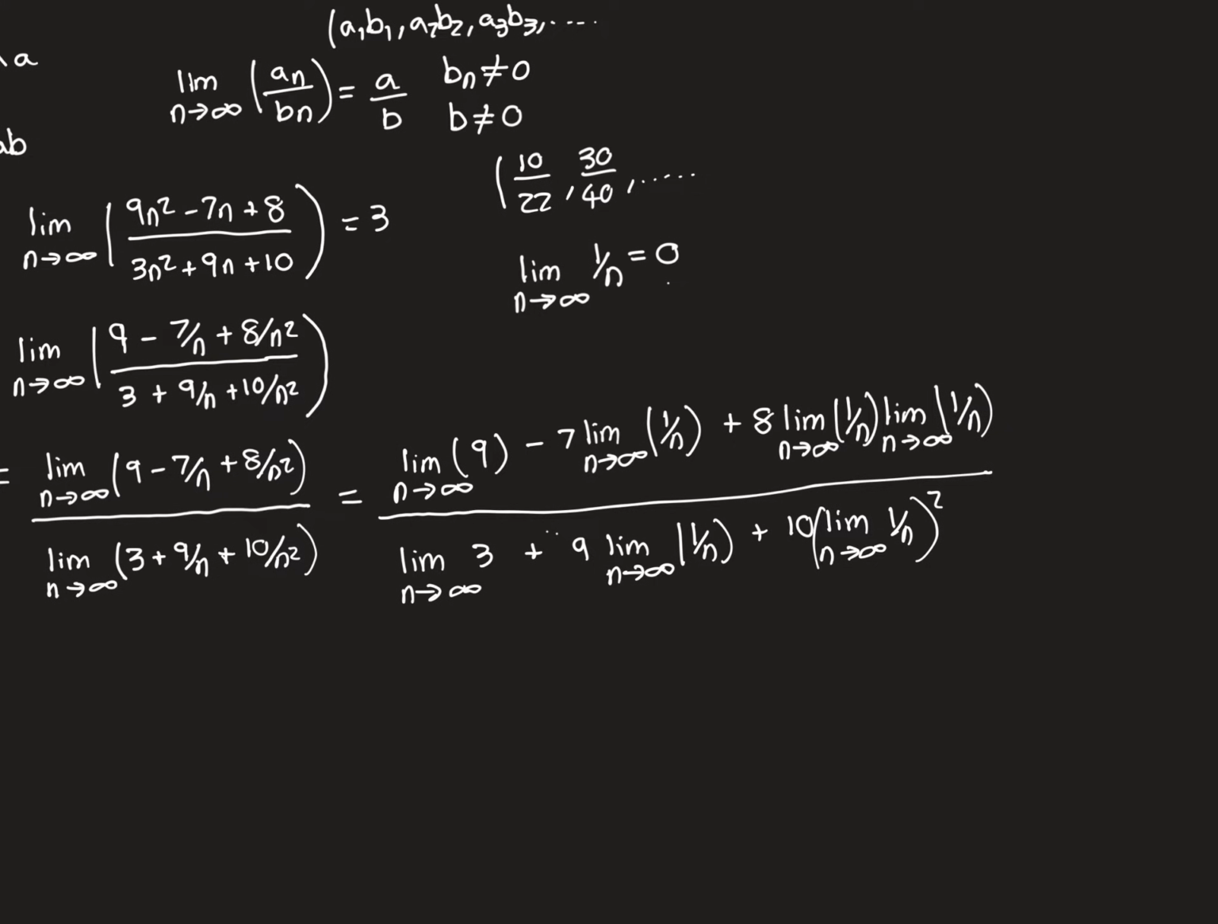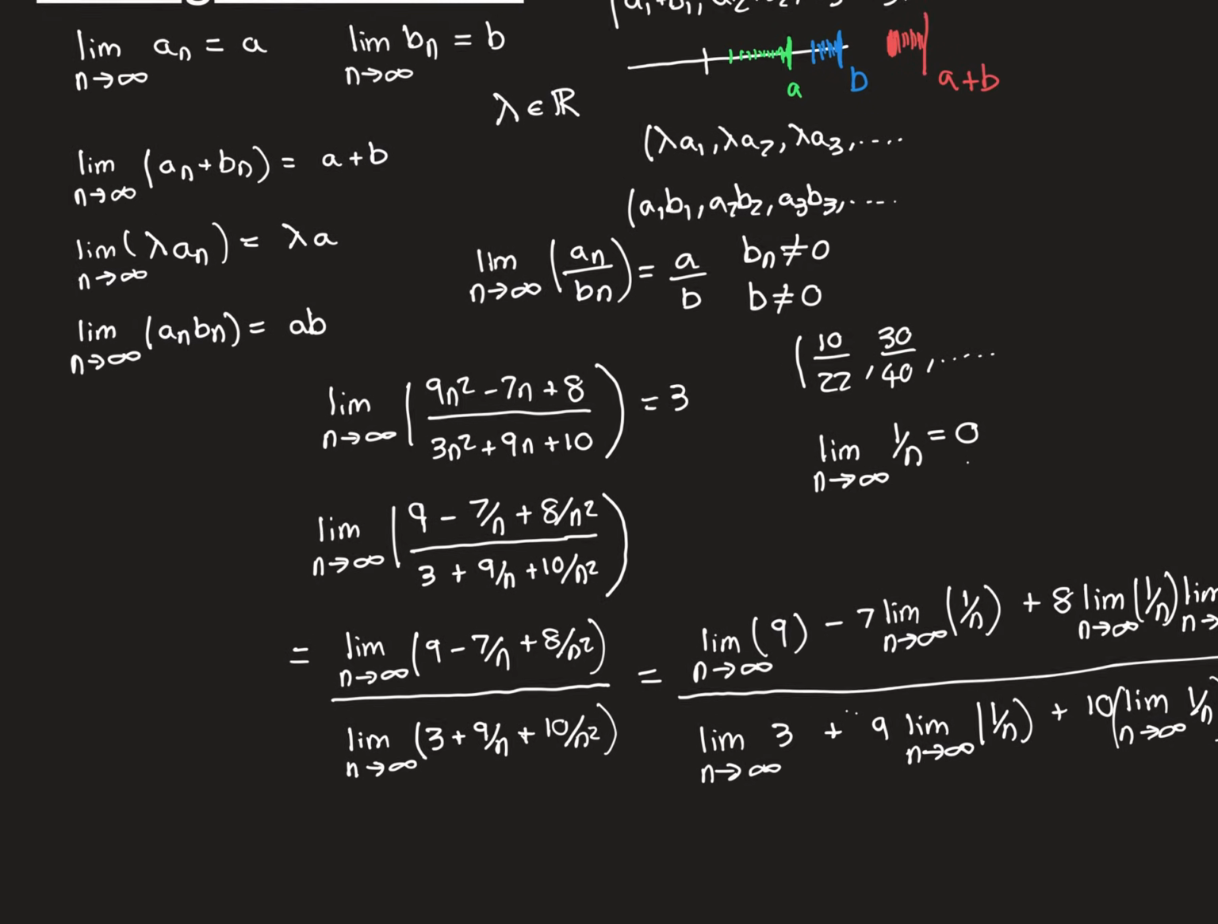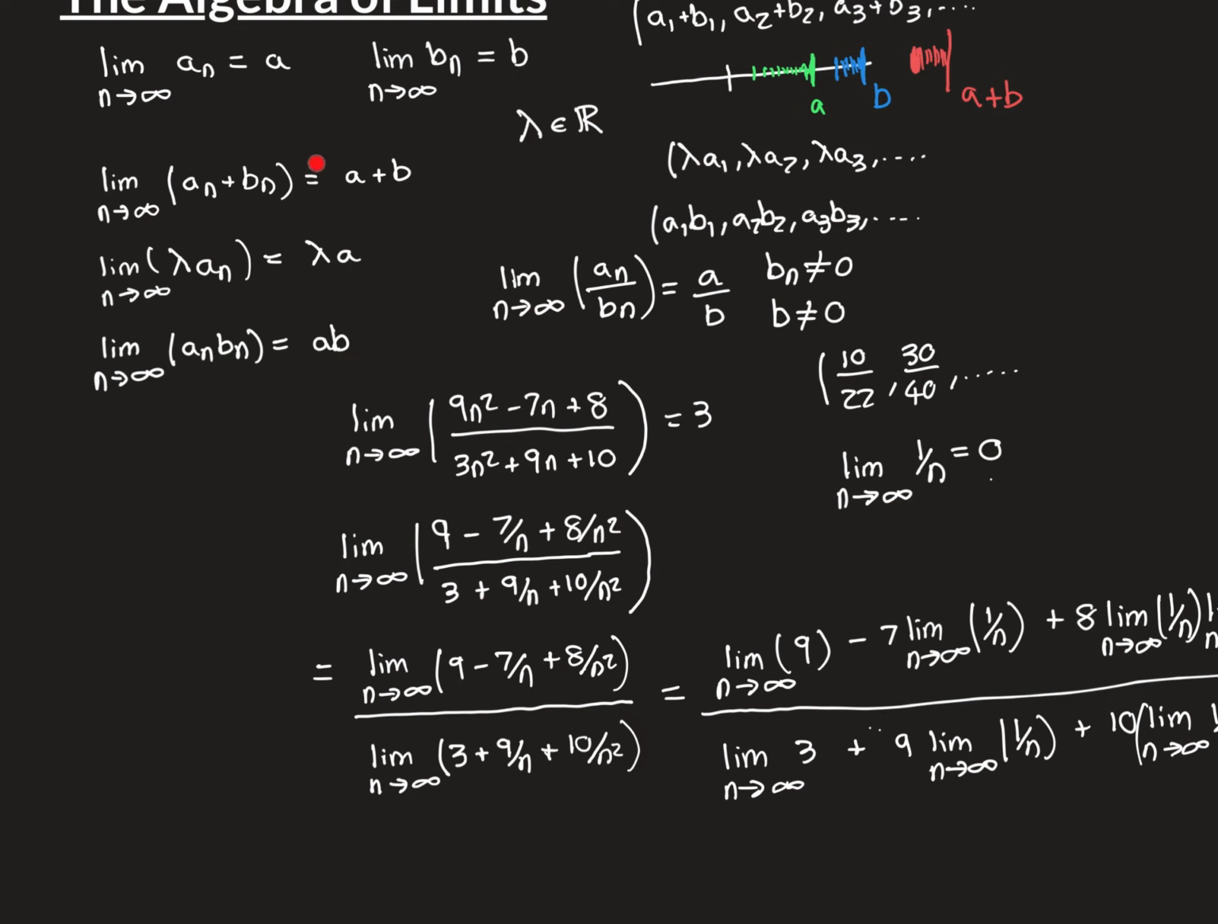0 times 0 is 0, so all of these things go, and we just end up with 9 over 3, which is 3, as we said earlier on. So there we go. All we needed in order to analyse this limit was to know this thing's limit, which we've proven already using the epsilon definition. And if we have proven all the results of the algebra of limits, then we don't actually need to resort to the epsilon definition to prove this thing's limit is equal to 3. We can use these rules.